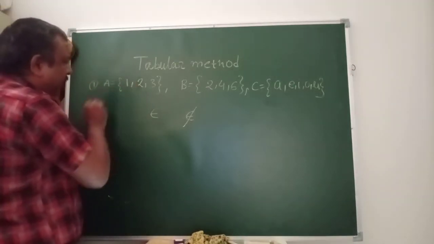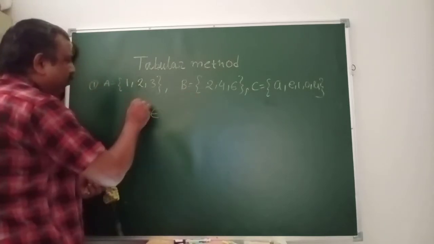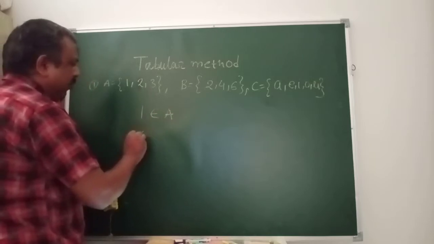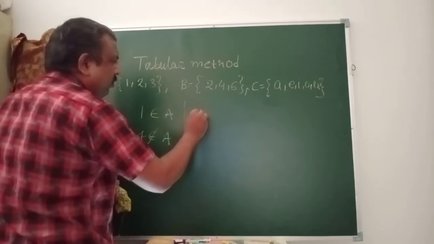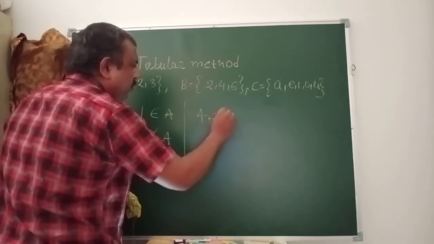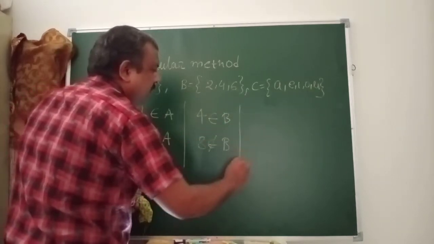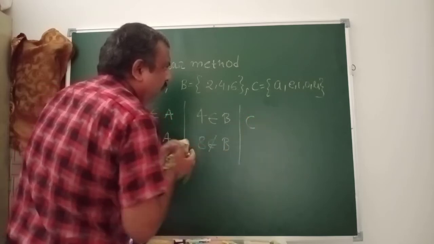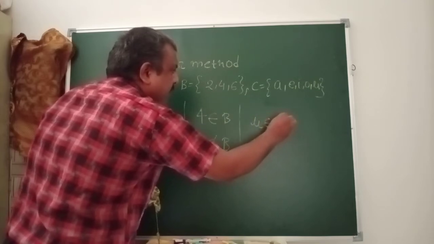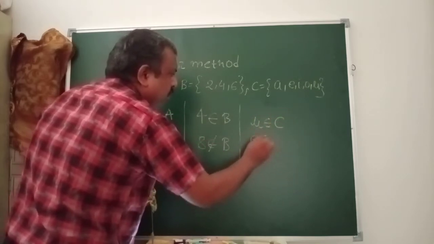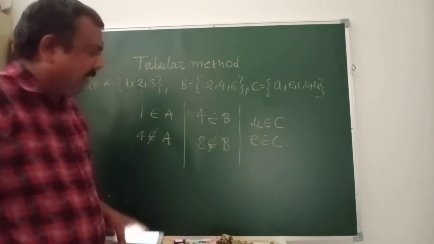So suppose I am talking about the first set, okay, belongs to मतलब 1 belongs to set A, है ना. So I am taking 1 belongs to set A, but 4 does not belong to the set A. If I am talking about the set B, so 4 belongs to set B, 8 does not belong to set B. C is the collection of vowels, है ना. So U belongs to set C, है ना. E belongs to set C. So I hope this is clear to you. So in this way I am taking question number 2.